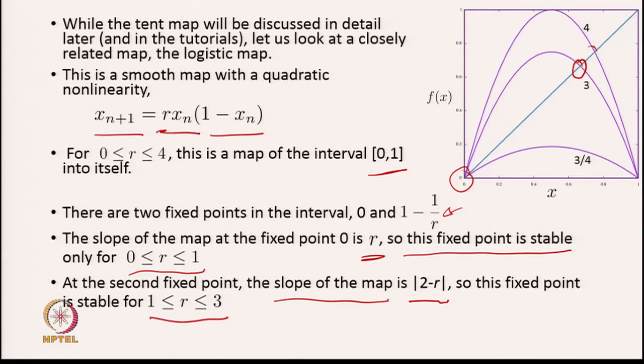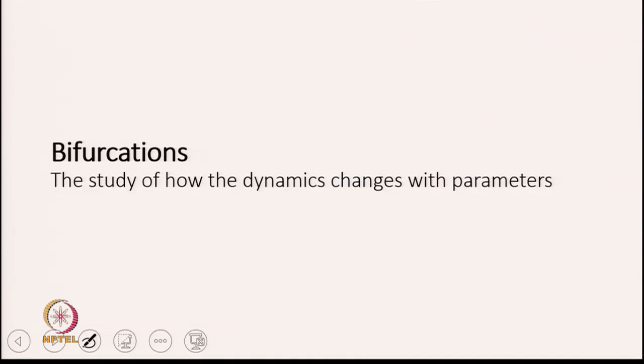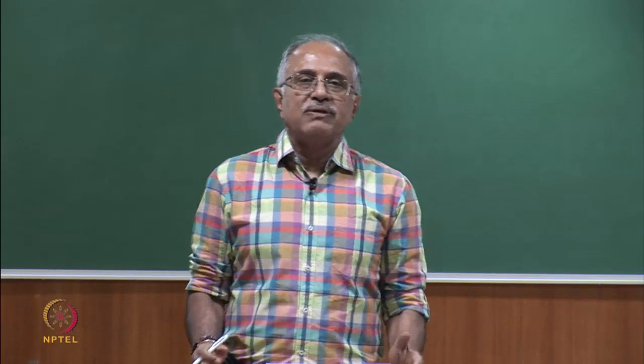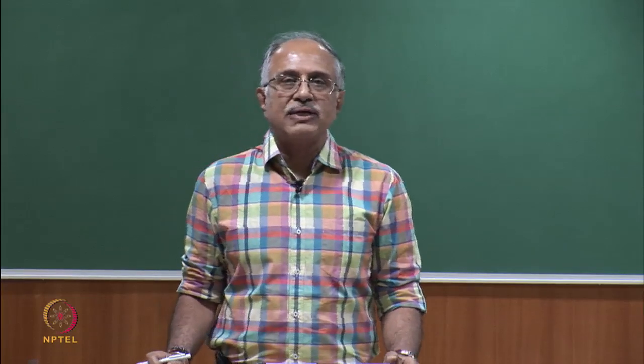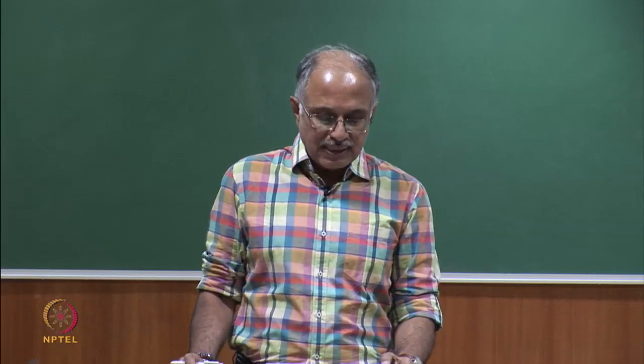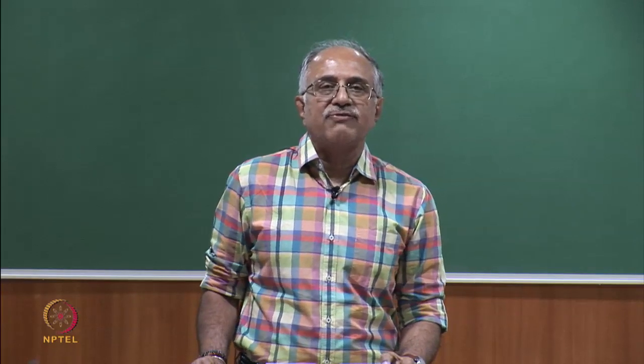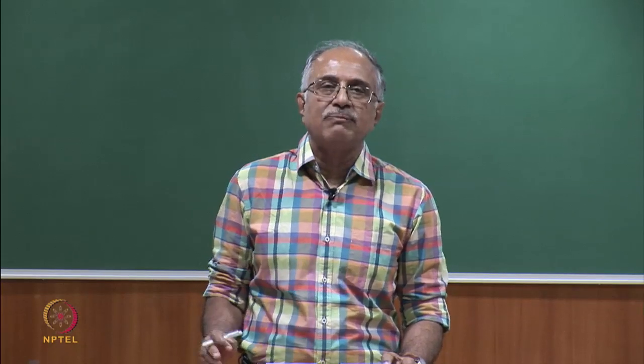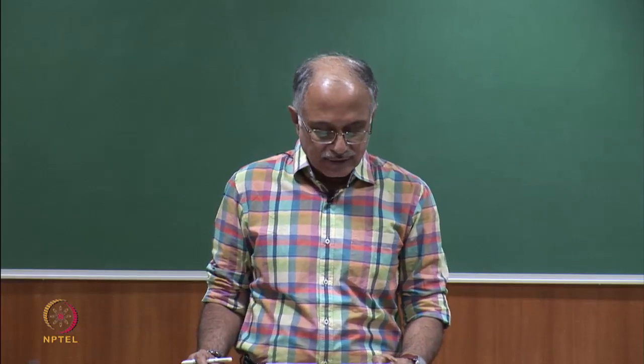The slope at this point is basically 2 minus r. The modulus of the slope at that point is 2 minus r. And so, this fixed point is going to be stable for r lying between 1 and 3. How does the behavior change with parameters? Generally, when the dynamics changes abruptly as you change a parameter smoothly, this is termed a bifurcation. And in this logistic family, the quadratic family of maps, we have a number of different bifurcations, and we will be introduced to 3 of them during this lecture.